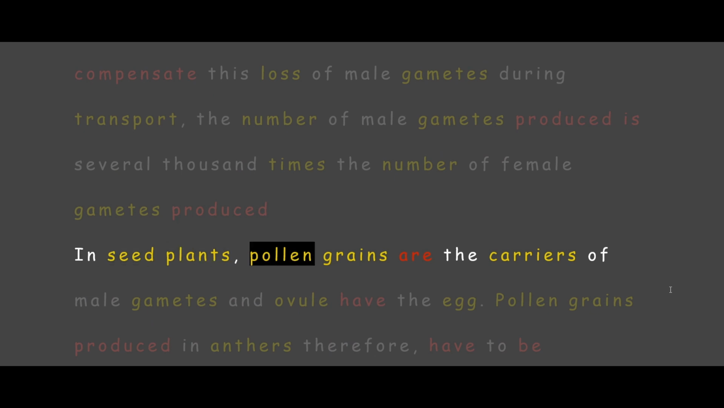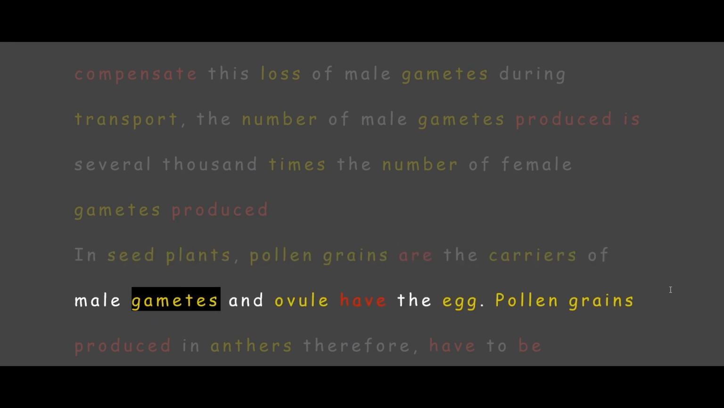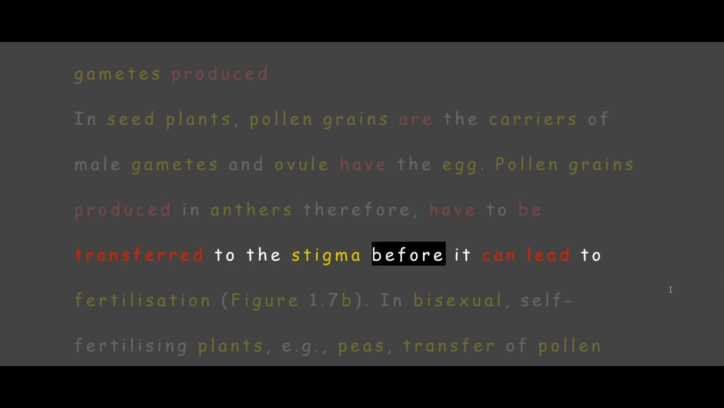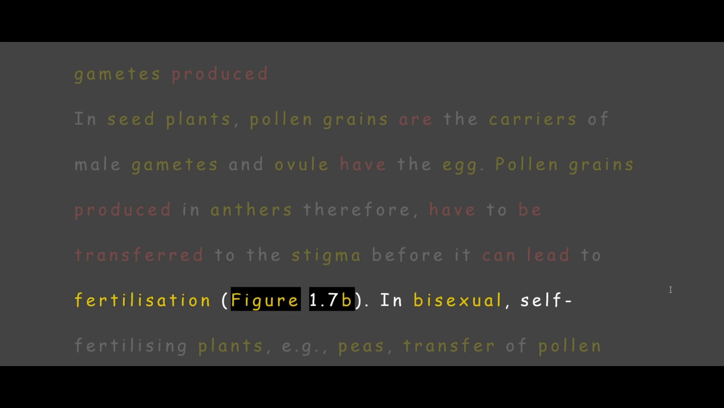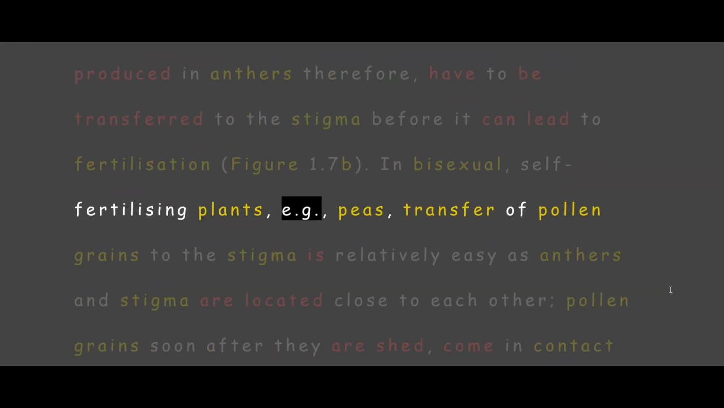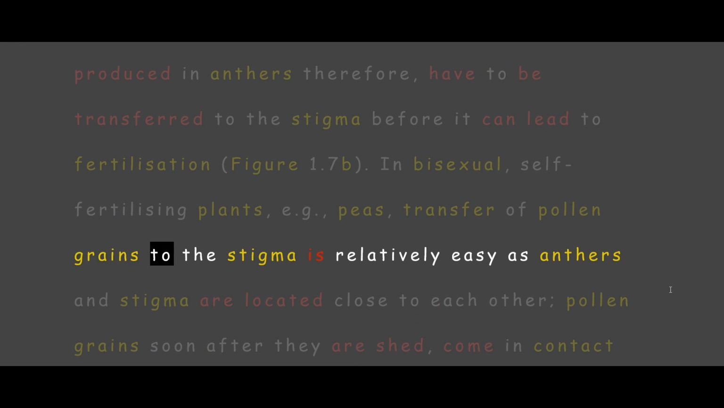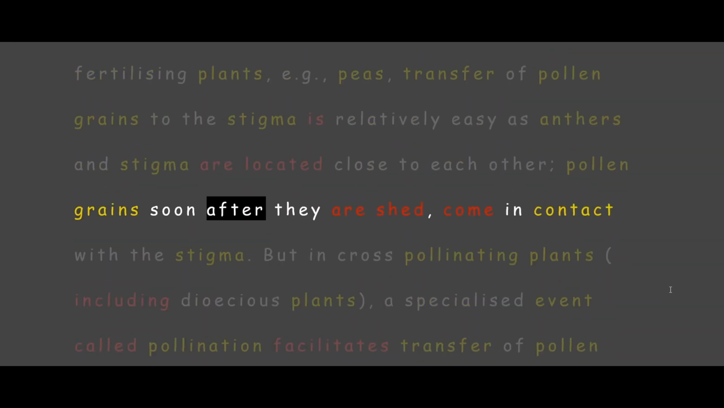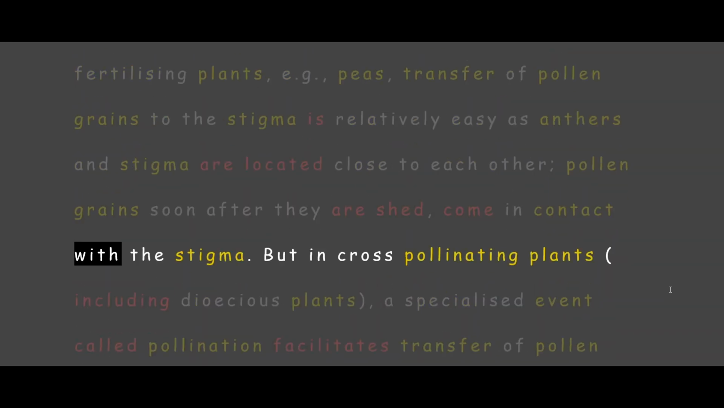In seed plants, pollen grains are the carriers of male gametes and ovules have the egg. Pollen grains produced in anthers, therefore, have to be transferred to the stigma before it can lead to fertilization, Figure 1.7b. In bisexual, self-fertilizing plants, for example peas, transfer of pollen grains to the stigma is relatively easy as anthers and stigma are located close to each other. Pollen grains, soon after they are shed, come in contact with the stigma.